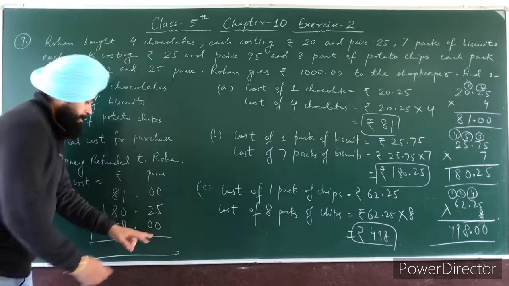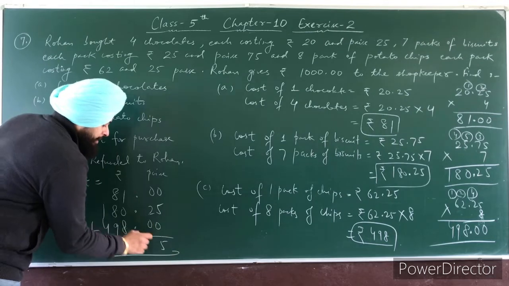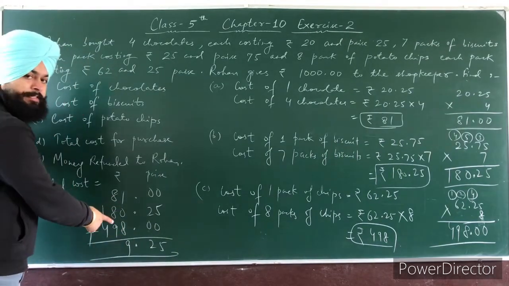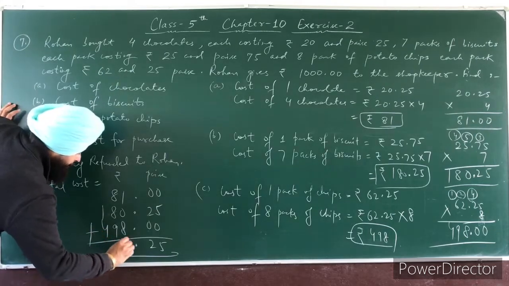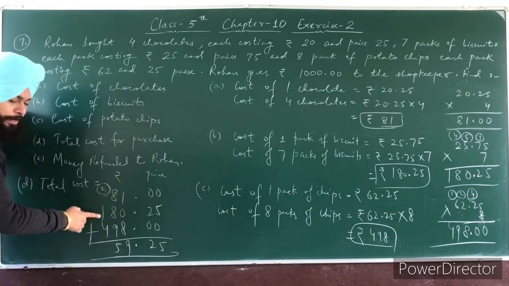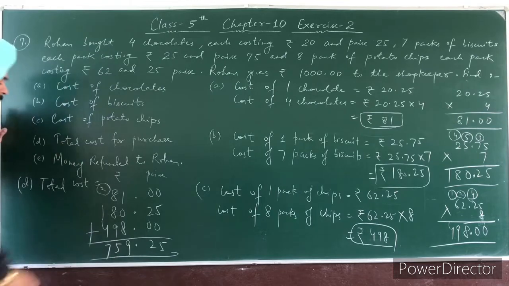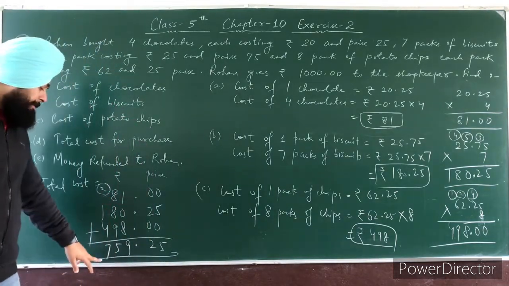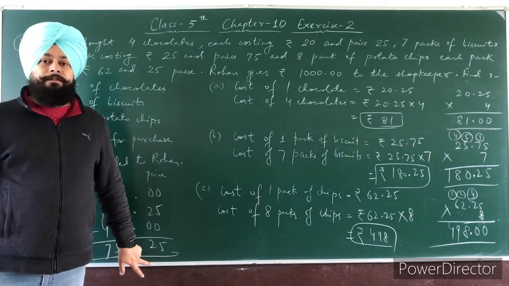So first is 5, 0 plus 2 plus 0 is 2. 1 plus 8 is 9. And 8 plus 8 is 16, 16 plus 9 is 25. So 2 goes to carry. 2 plus 1 is 3, 3 plus 4 is 7. It means the total cost for all the 3 items is rupees 759 and 25 paise.